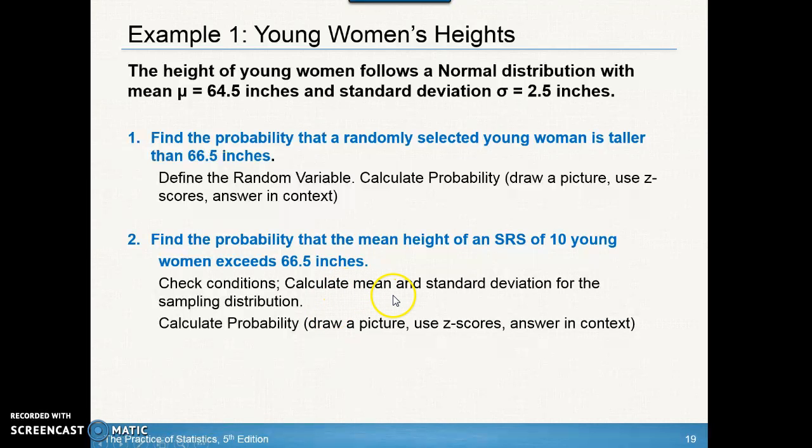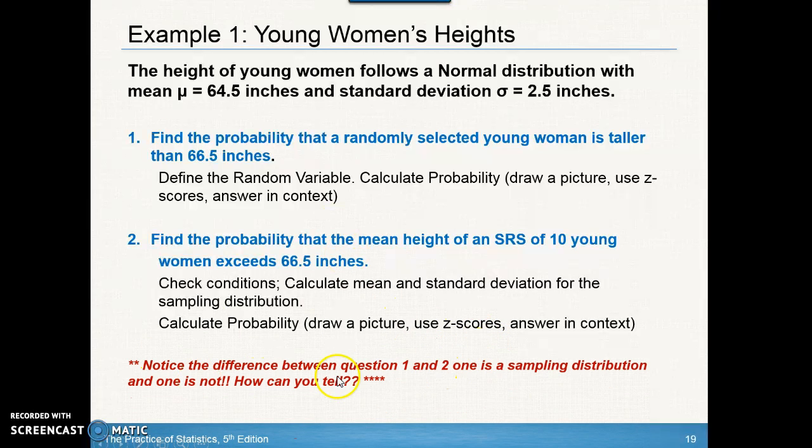Now, you're going to find the mean and the standard deviation for the sampling distribution. The mean is the same as the mean of the population. Remember, the standard deviation is the standard deviation of the population divided by the square root of 10, because since we're taking averages, the variability is going to decrease from the original population distribution. Then you're going to calculate the probability just like you did in question 1. Find the probability that x bar is greater than 66.5. Why x bar instead of x? Well, x bar is telling us that I'm looking at a mean of young women. When we say probability of x, that's one individual.